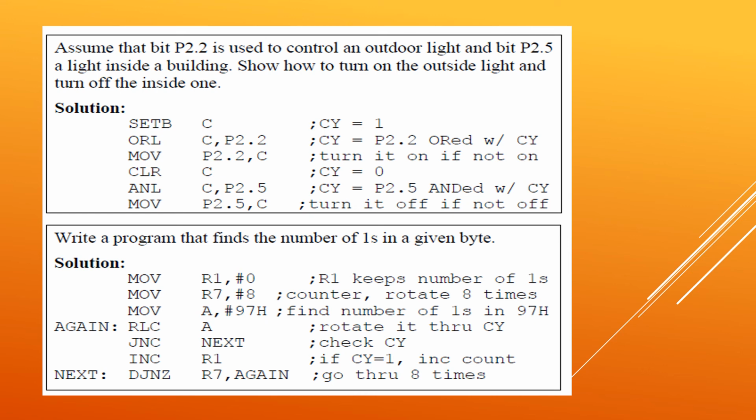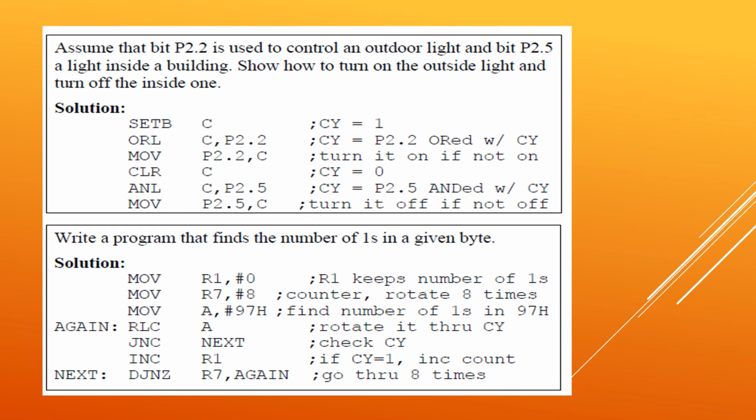So the carry bit is cleared. Therefore now the carry bit is 0. It is ANDed with P2.5. So the resultant will be 0, since 0 ANDed with anything is 0. Whether it is on or off, automatically it will become 0. And what we have done? MOV P2.5, C. So that 0 is copied to P2.5.